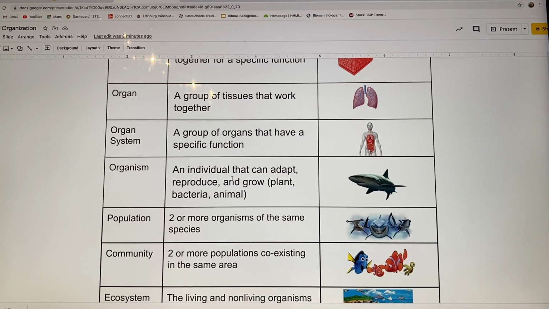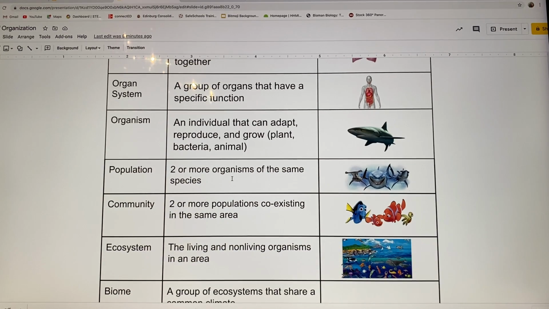And then we have the organism. You and I are organisms. We're individuals that can adapt, reproduce, and grow, such as a plant, a bacteria, and even animals. Those are organisms. Now we have a population, which is two or more organisms of the same species. And then we have a community. We have several different populations that coexist in the same area.